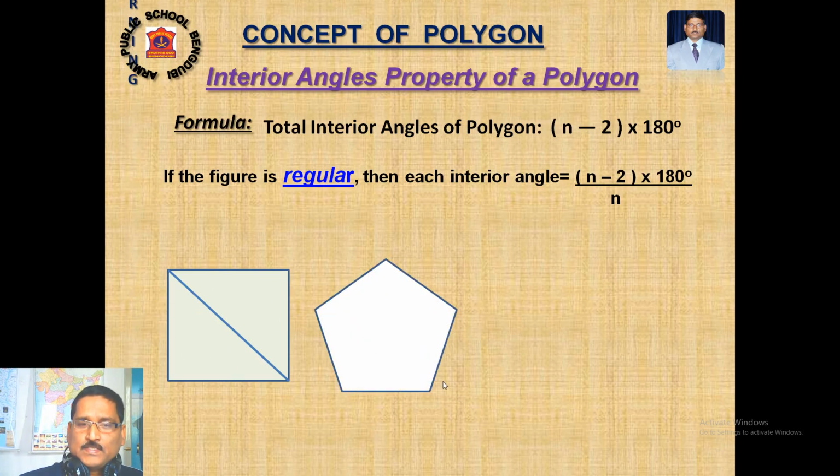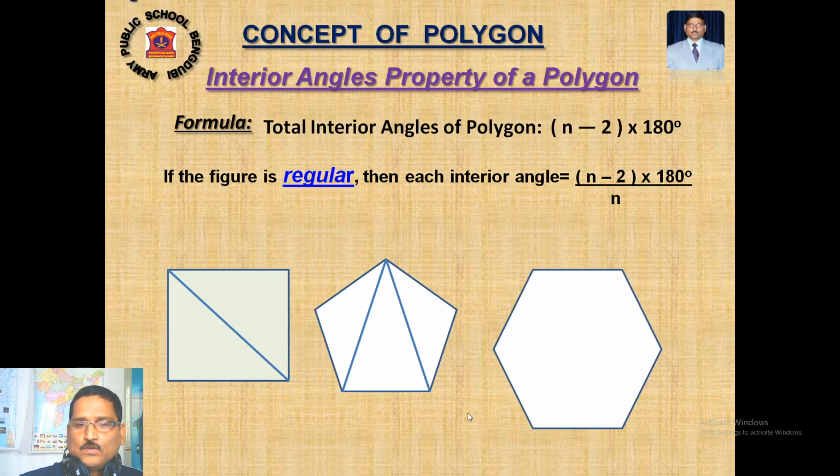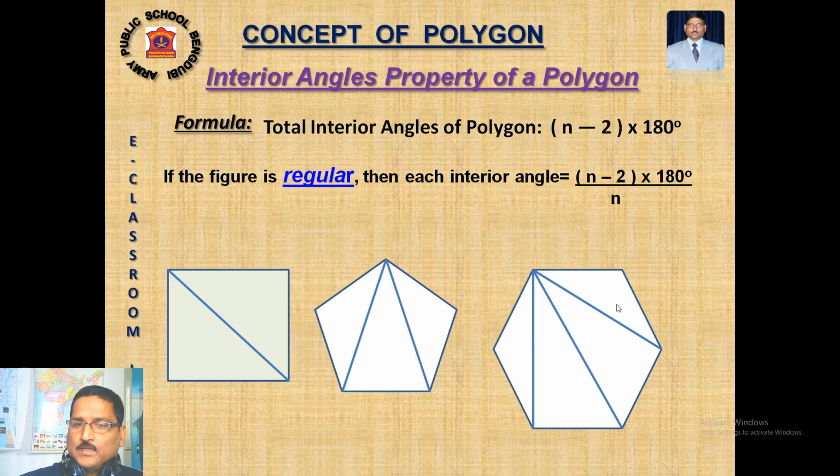I have taken the example of a pentagon. A pentagon is a combination of how many triangles? 1, 2, 3. So the total interior angle of the pentagon will be 180 into 3. I am talking about the total. Similarly, we can take a hexagon. Now draw diagonals from one point. This is divided into one triangle, two triangles, three triangles, and four triangles. So 4 into 180 degrees equals 720 degrees.